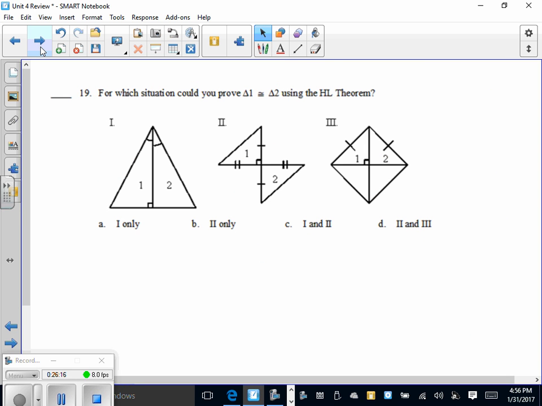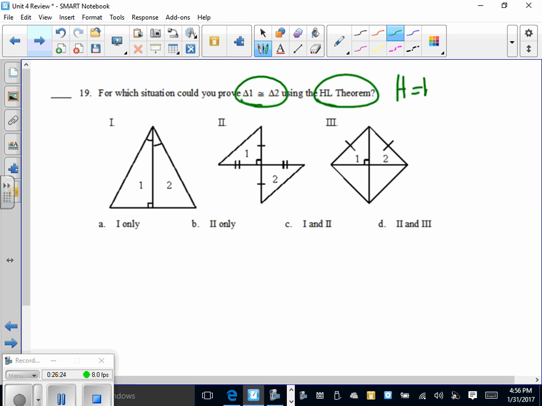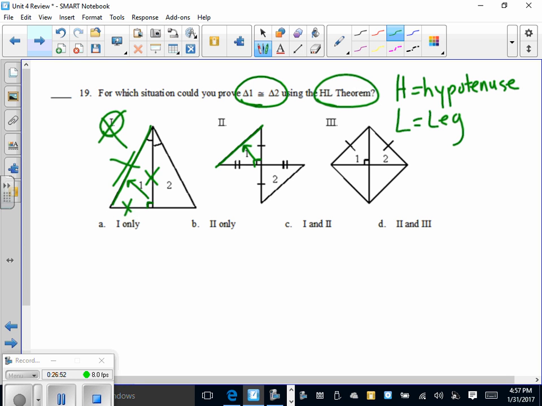Number 19. For which situation could you prove that triangle 1 is congruent to triangle 2 using HL? H stands for hypotenuse, meaning that it's across from the right angle, and L stands for leg. Okay? So in the first one, in I, here's your right angle, here's your hypotenuse. It has no markings on the hypotenuse, and it has no markings on either one of the legs. Can't use that. Okay, here's your right angle. Across from that is your hypotenuse. It does not have any markings, so we can't use it.